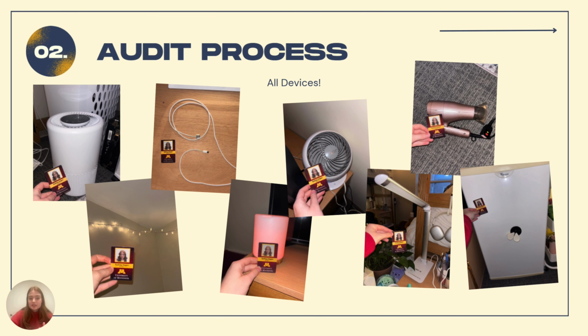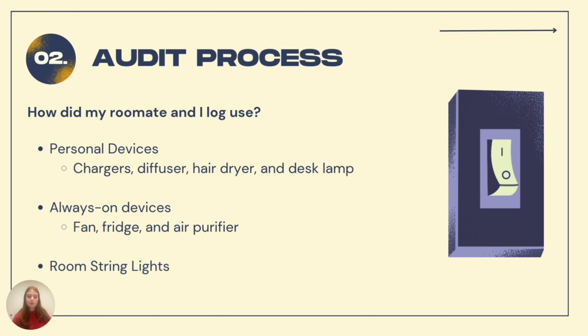For the audit process, these are the devices I recorded: my air purifier, lights, charger, diffuser, fan, lamp, hairdryer, and fridge. How me and my roommate logged use is most of these were personal devices, so I just logged time on and time off in my spreadsheet pretty easily. Some of these were always on devices, so it was just default 24 hours a day.